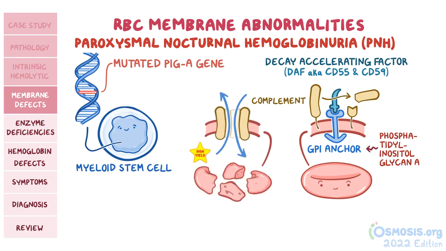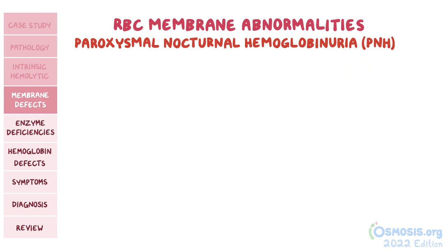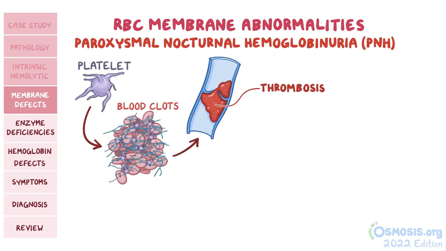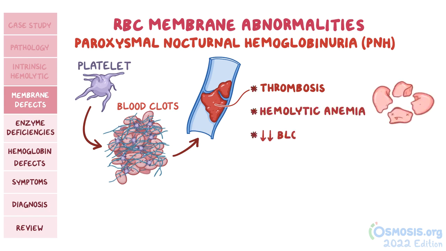Another important fact to remember is that since PNH affects stem cells, it can cause aplastic anemia or pancytopenia. It also affects other blood cells, like platelets, and can cause formation of blood clots and thrombosis. So, an important clue to help you identify this disorder is that the patient can have thrombosis, hemolytic anemia, and reduced blood cell counts. In some cases, it could even lead to leukemia.